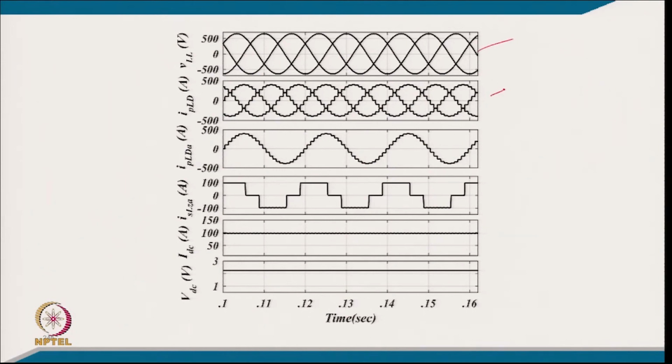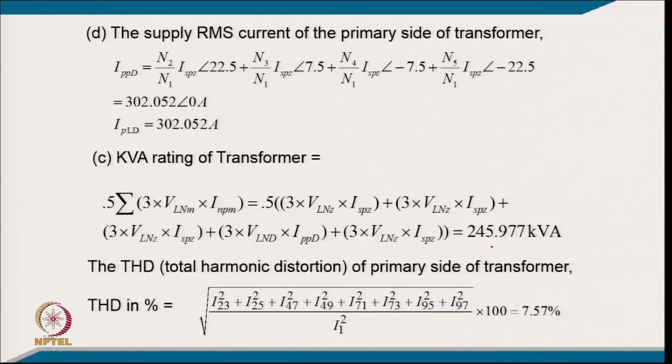This is supply voltage, supply current for the 24 pulse converter, and this is one line current, where we are neglecting the leakage reactance for simplification. And this is the 1/6 phase pulse converter current, then your DC current and DC voltage. So, coming now to the RMS calculation of the primary side.